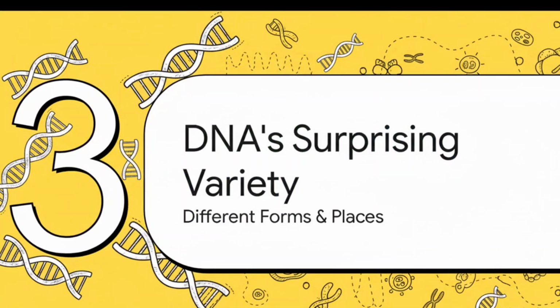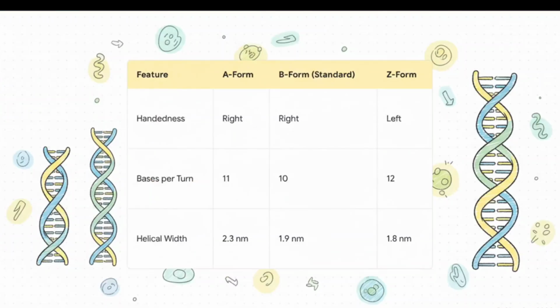Okay, so just when you think you've got DNA all figured out, biology, of course, throws a curveball. That classic B form we've been talking about turns out it's not the only shape DNA can take. So let's check out some of its surprising variety. B form is the standard for sure, but under certain conditions in the cell, DNA can actually change its shape. You've got the A form, which is a bit wider and more squished down, and then you have the really wild one, Z form, which is a left-handed helix. It twists the other way and has this funky zigzag backbone.